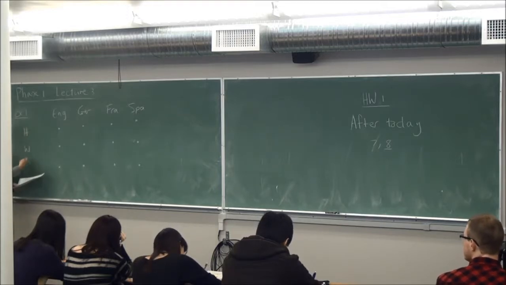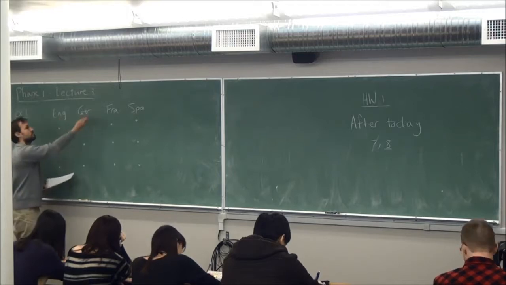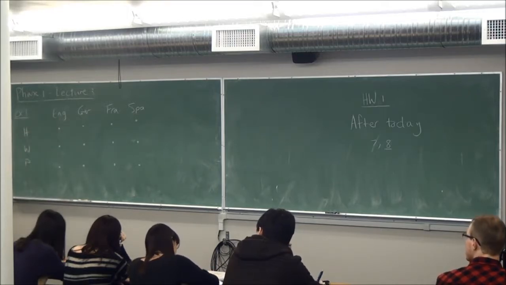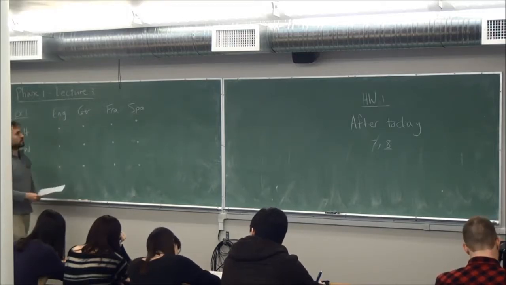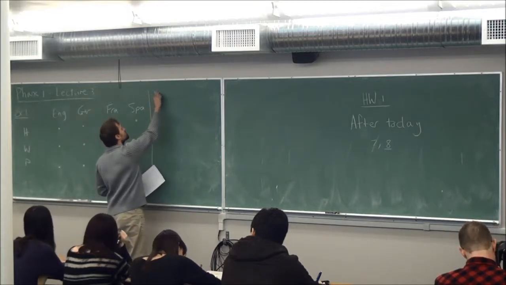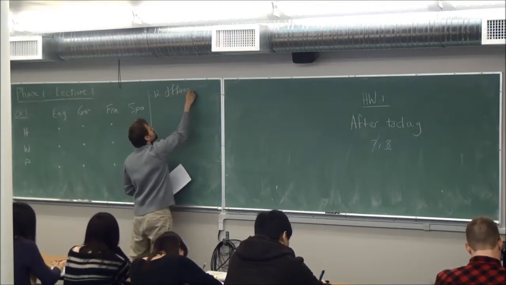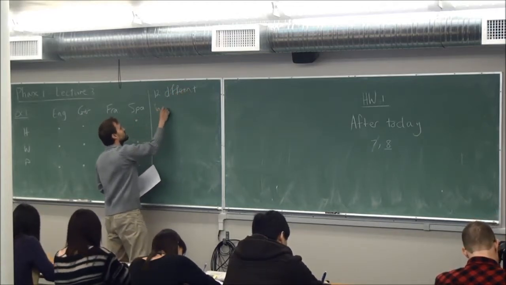Now, because my numbers are so small, I have 3 types of individuals, I have 4 different countries. I can easily see that there are 12 different, let's say, individuals.